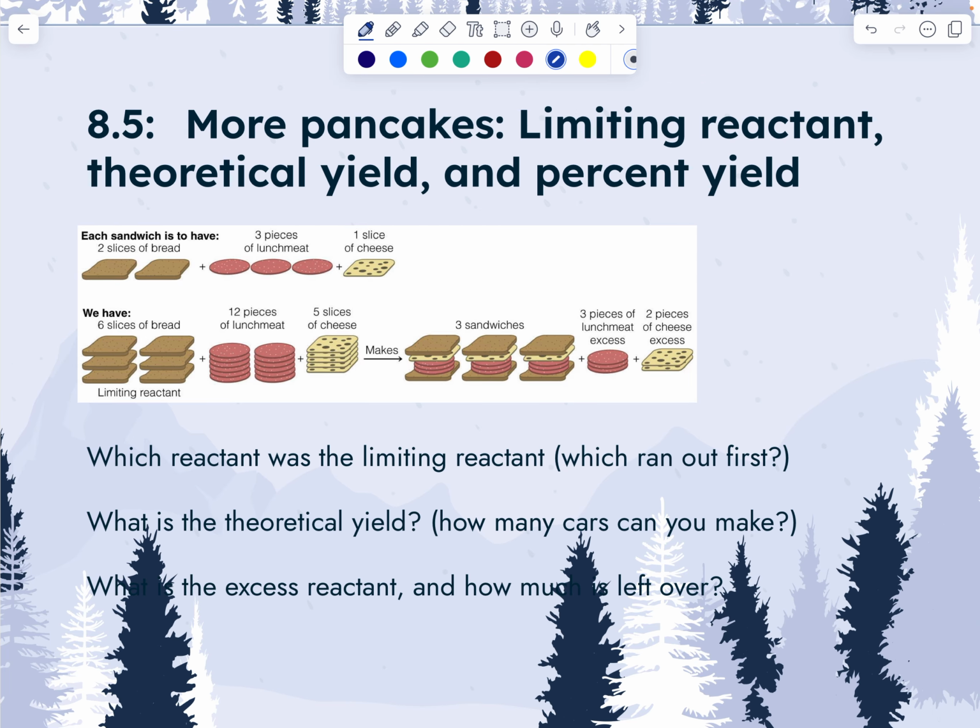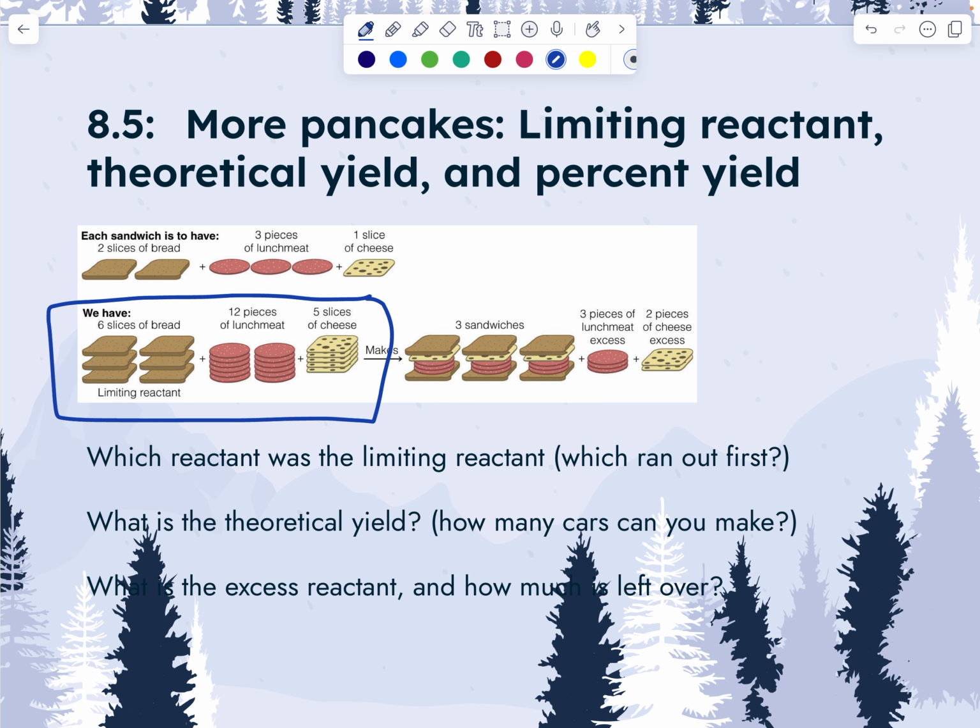Let's do this with another example here of making a sandwich. So we can see that the recipe for making a sandwich is up top there: 2 slices of bread, 3 pieces of lunch meat, and 1 slice of cheese. And then this is like our cupboard here, our pantry. How much of each ingredient do we have?